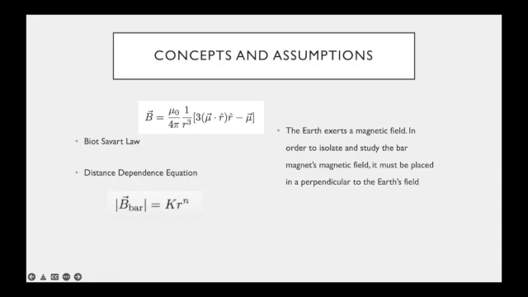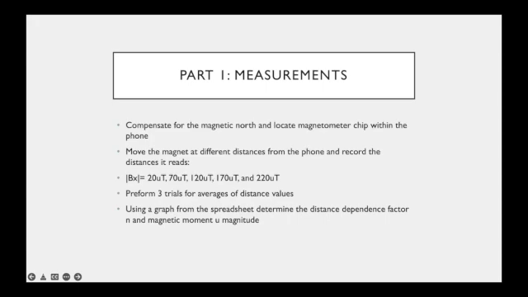In part 1 of the experiment, we first had to compensate for the magnetic north and locate the magnetometer chip in our phone. Then the bar magnet was placed at different distances to determine an x component value for the magnetic field, and the distance was recorded. After performing 3 trials for each value, the spreadsheet produced a graph which could be used to determine the necessary calculations.